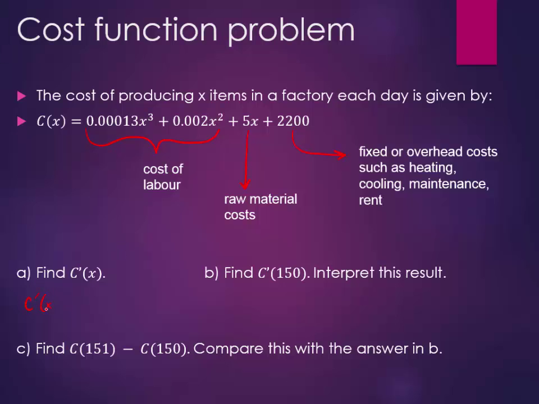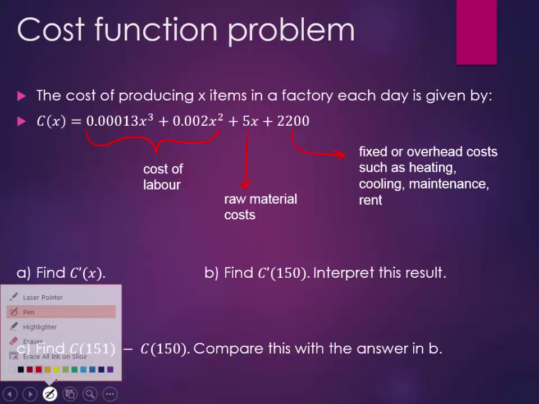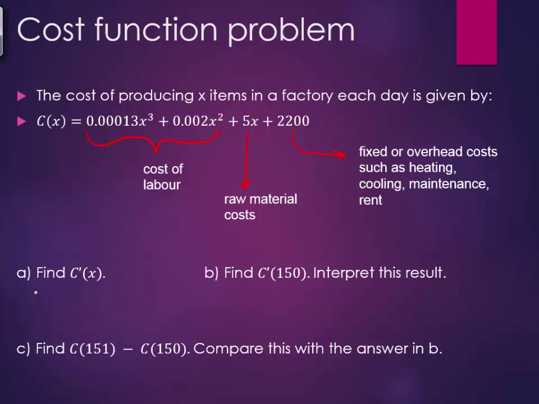C prime of x, oh, we got that red again, darn it. C prime of x is equal to 0.000, and then we take the 3 and multiply it here, so we have actually 39x to the second plus this times 2 is 0.004x plus 5. Now it says find the cost of 150.